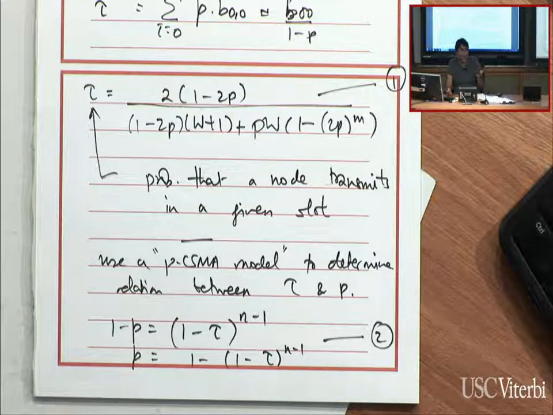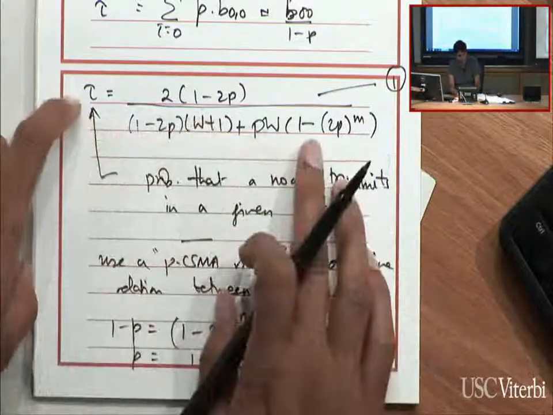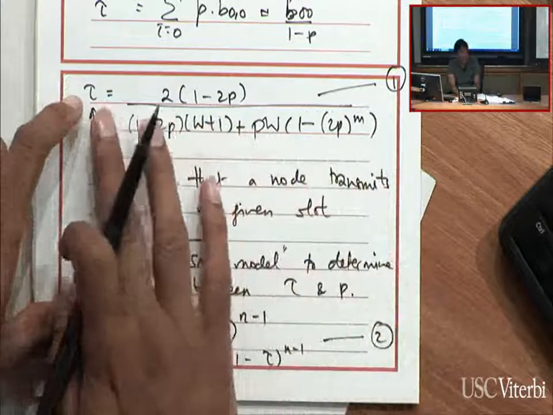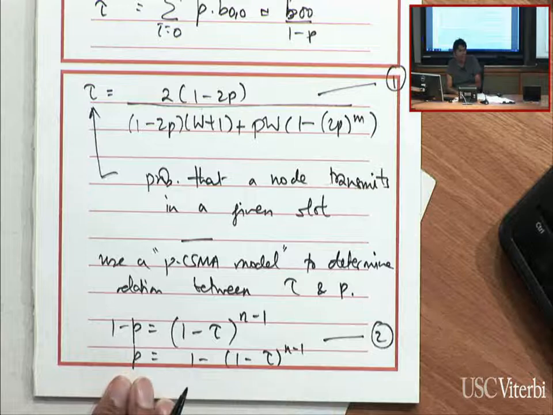One relates tau to p, the other one relates p to tau. Right? In the first equation, if I know w and m, those are just constants. Then it's just a way of, if I give you different values of p, it would give me different values of tau. Similarly here, for different values of tau, it can give me different values of p.